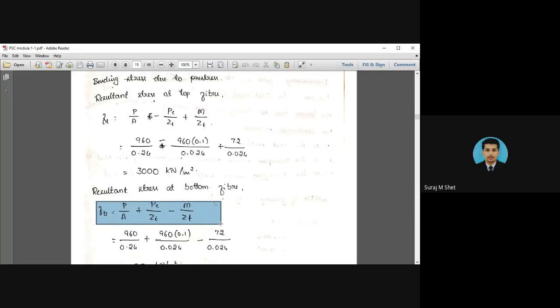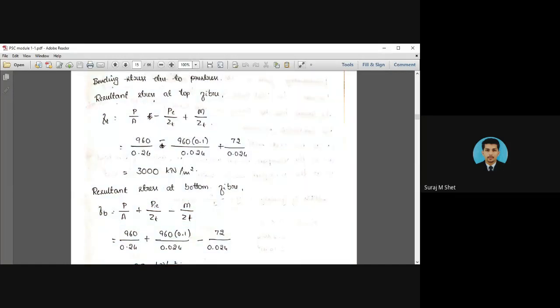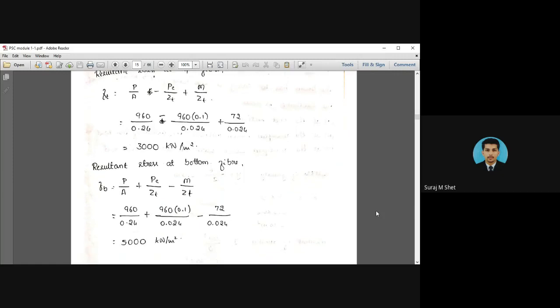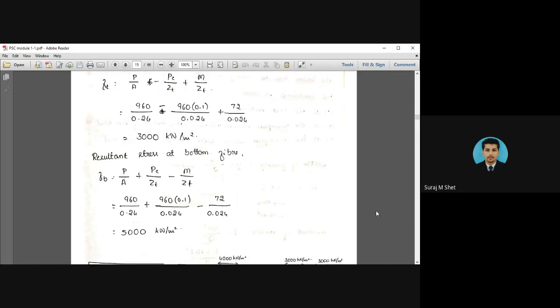Bottom fiber formula is equal to P by A plus the same force P into E. You already know how to calculate moment. Moment is equal to force into distance. Here P is your force and E is your distance. That is the moment, P into E, divided by ZT. So just substitute all the values: 960 divided by 0.24 plus 960 into 0.1 divided by 0.024 minus 72 divided by 0.024. This is the resultant stress at the bottom fiber.